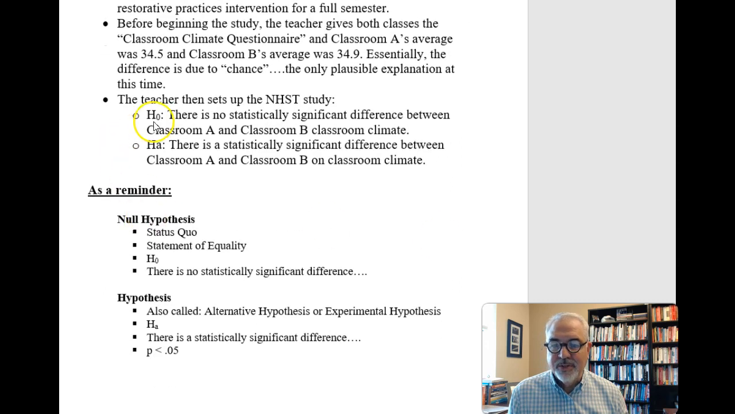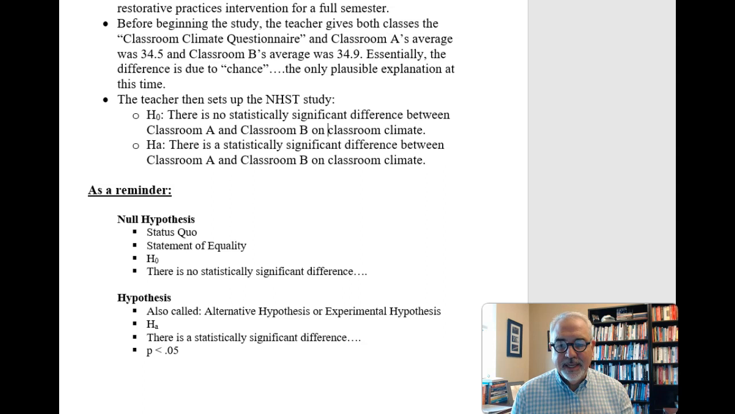So here is the null hypothesis. There is no statistically significant difference between Classroom A and Classroom B on classroom climate. That's the null hypothesis. But the alternative hypothesis is that there is a statistically significant difference between Classroom A and Classroom B on classroom climate.